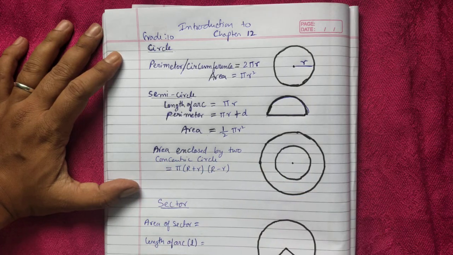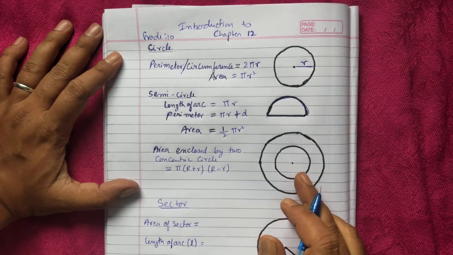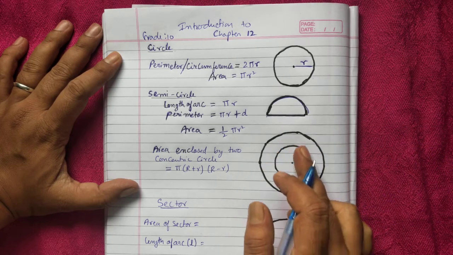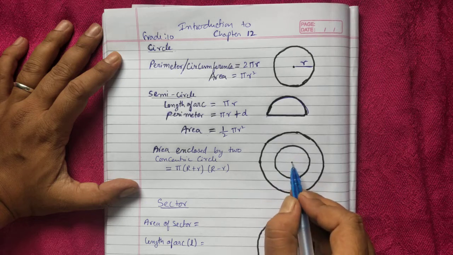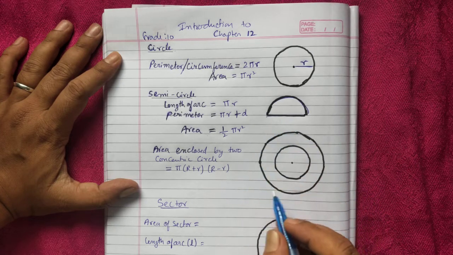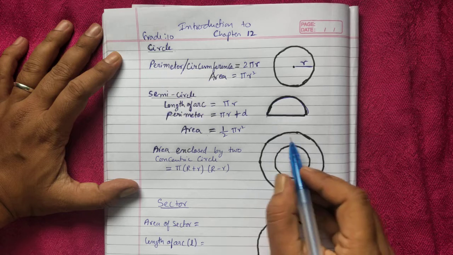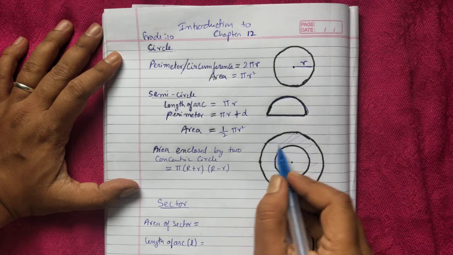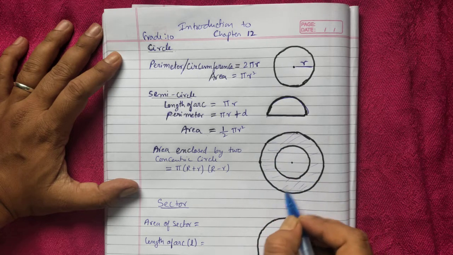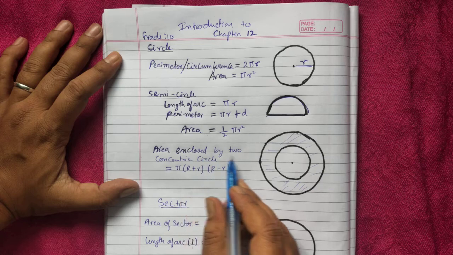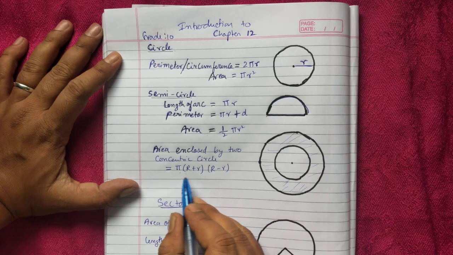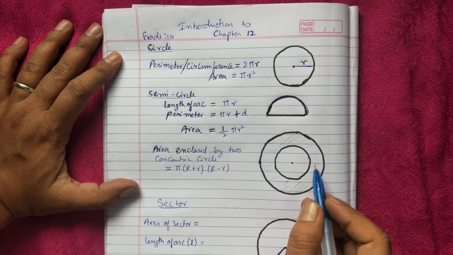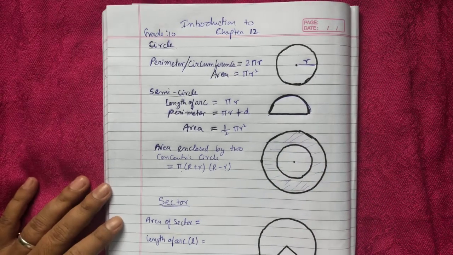Now you may also get a question with concentric circle. Concentric circle means two or more circles with the same center. With the same center we are making this circle, with the same center we are making another circle. And if you are to find the space between, not the whole circle but this area, then the formula is area enclosed by the two concentric circles is pi (R plus r)(R minus r). You may get questions based on this also.